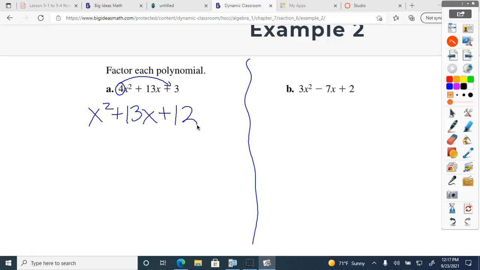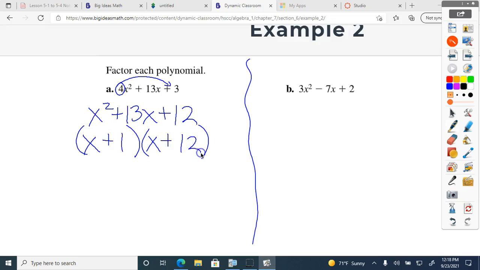And now it looks like the problems we did yesterday. And so I'm going to work it like the problems we did yesterday. I'm going to make my 2 parentheses. And I play the game. What multiplies to be 12 and adds up to 13? 1 and 12.